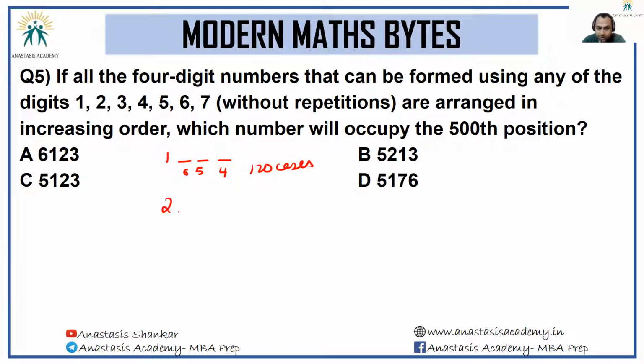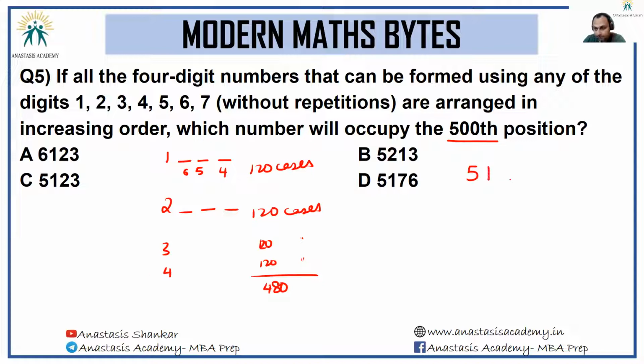So when I start with 2, I will also get 120 cases here. Similarly with 3 and with 4, I will get 120 cases and 120 cases. So far, we have gone up to 480 numbers. I'm not doing it with 5 because then we would go to 600, but we only need the number at the 500th position. So now let me start with 5.